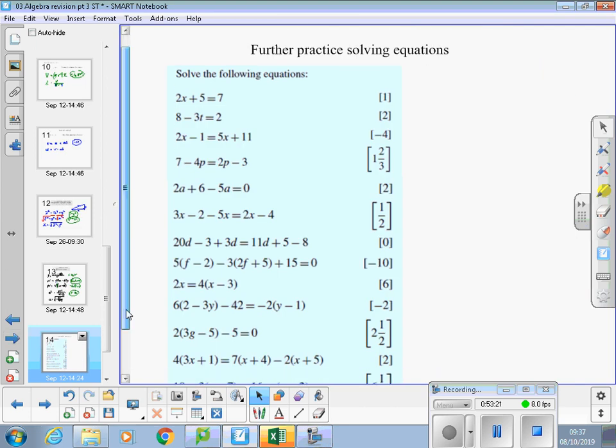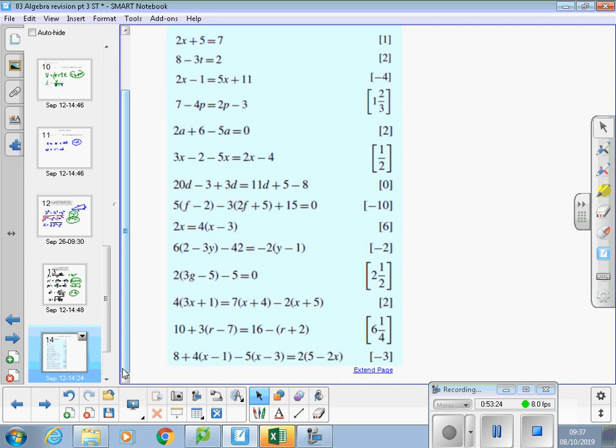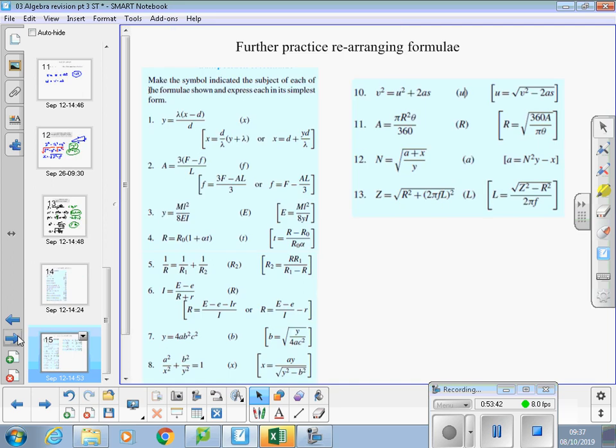So, in your handouts, on the page after that problem, you've got some solving equations to have a go at. The numbers in the square brackets are the answer you should get. And on the following page, there are some opportunities to practice rearranging formulae. So the rest of the session is open for you to do that. Work together and help each other. Ask me questions if you get stuck.